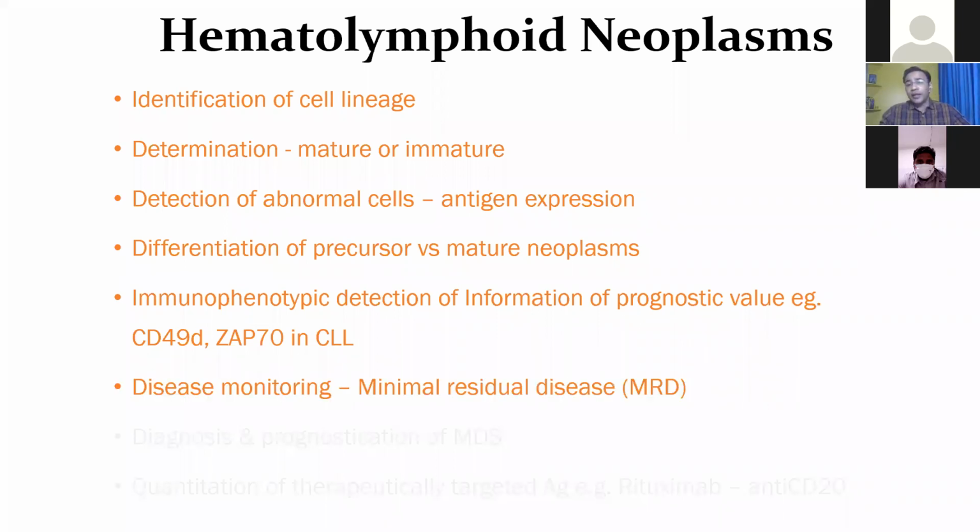Then the next thing to look at is minimal residual disease. Now, many times, if we know that a patient has been diagnosed with leukemia and been treated, then we look for minimal residual disease. But many times patients, especially from peripheral areas, have already received steroids.